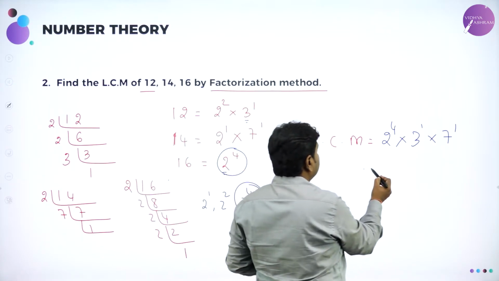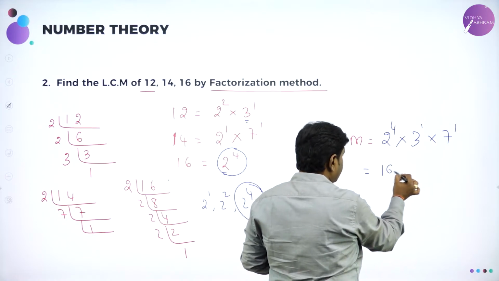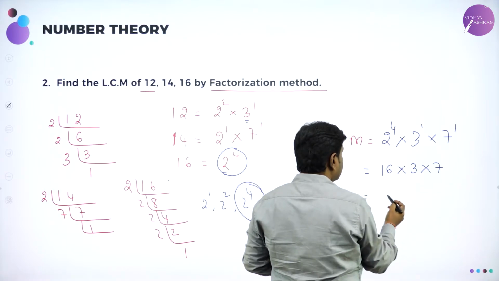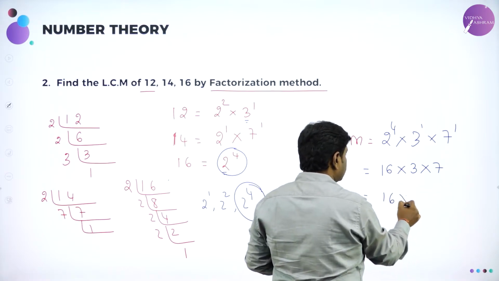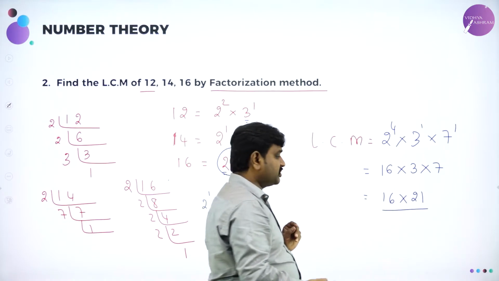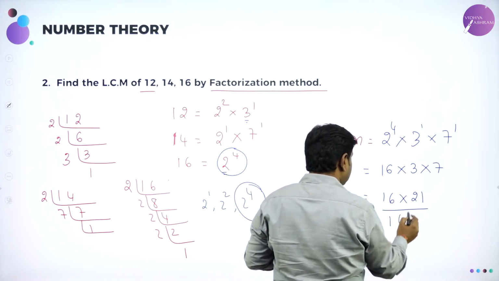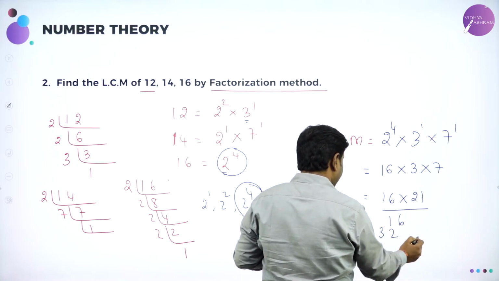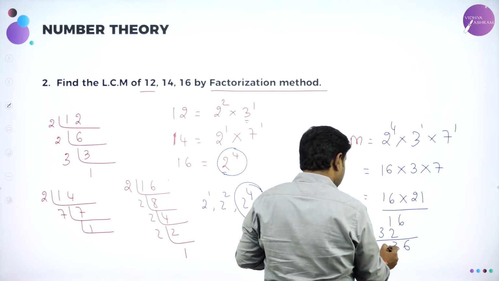Now simplify it. What is 2 power 4? 16. What is 3 power 1? 3. Into what is 7 power 1? 7. So multiply this. 16 into 7 into 3 is 21. I told you, better use a calculator and don't make any silly mistakes. So 16 times 21: 6 times 2 is 12, 2 ones are 2, plus 1 is 3, that is 336.